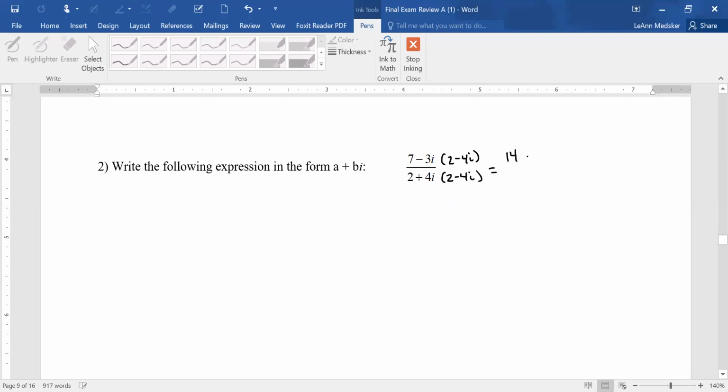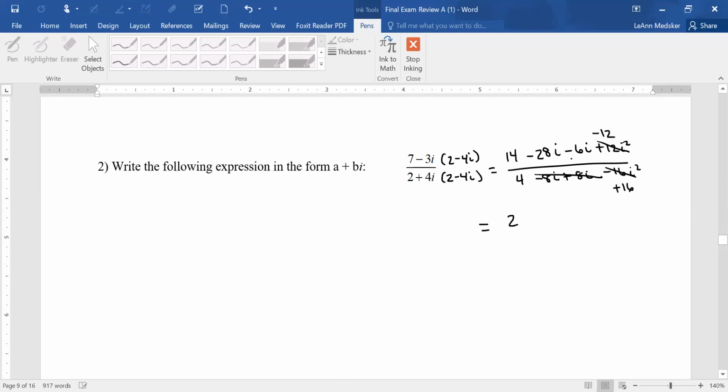So this is 14 minus 28i minus 6i. Be careful with your signs on this next part. This is a positive 12 when we multiply i squared. So that's going to end up being a negative 12 overall because of that i squared being a negative 1. On the bottom, we get a 4 minus an 8i plus an 8i, so those cancel. And then we get negative 16i squared, which is really a positive 16. So this becomes 14 minus 12, which is 2.